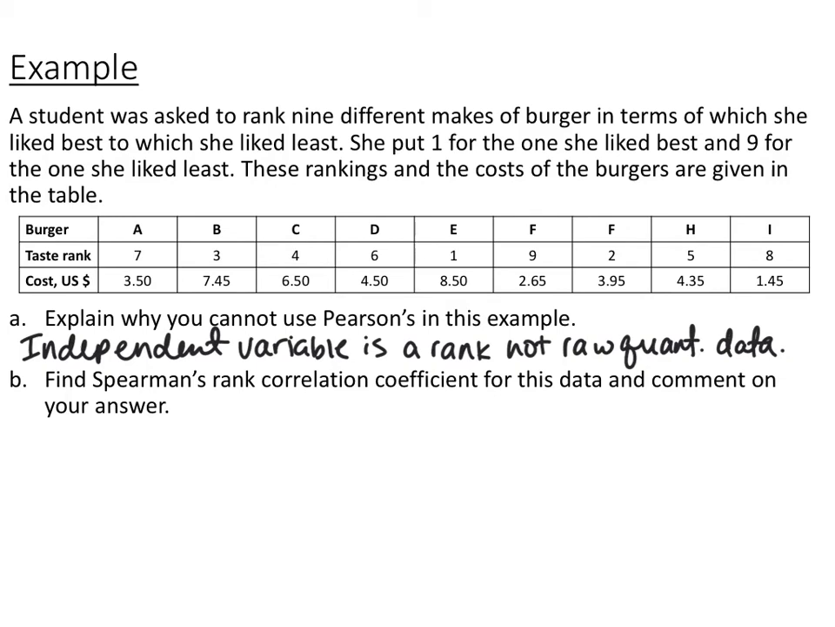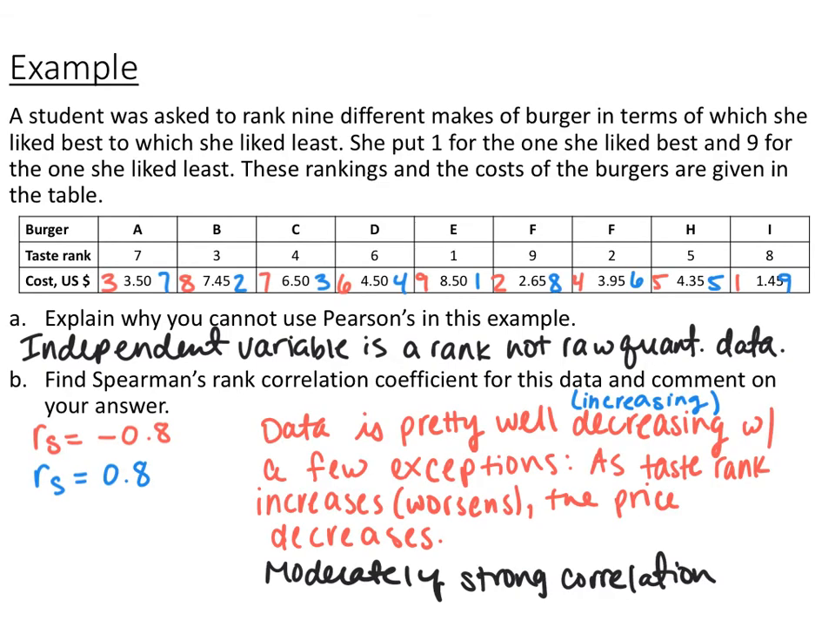So again, the independent variable is already ranked, so we just need to rank the dependent variable, the cost, and then find your Spearman's rank correlation coefficient. On this one, it does matter whether you rank the cost from smallest cost to biggest cost or the other way around. If you rank from smallest cost to biggest cost, you end up with a negative correlation coefficient. If you rank from biggest to smallest, you end up with positive. Either way, it ends up being 0.8, so a moderately strong correlation. It's just whether or not your rank is increasing or decreasing.